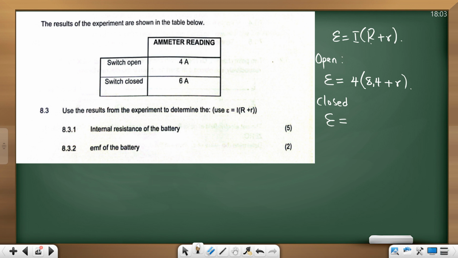What is the current? Can I ask you a question that an examiner like me would want to ask you before I even jump to the calculation? Why did current increase when the switch is closed? Open, it was 4 amps. When the switch is closed, it was 6. Did we add extra battery? Because I don't know where that current is coming from. Can somebody please explain?